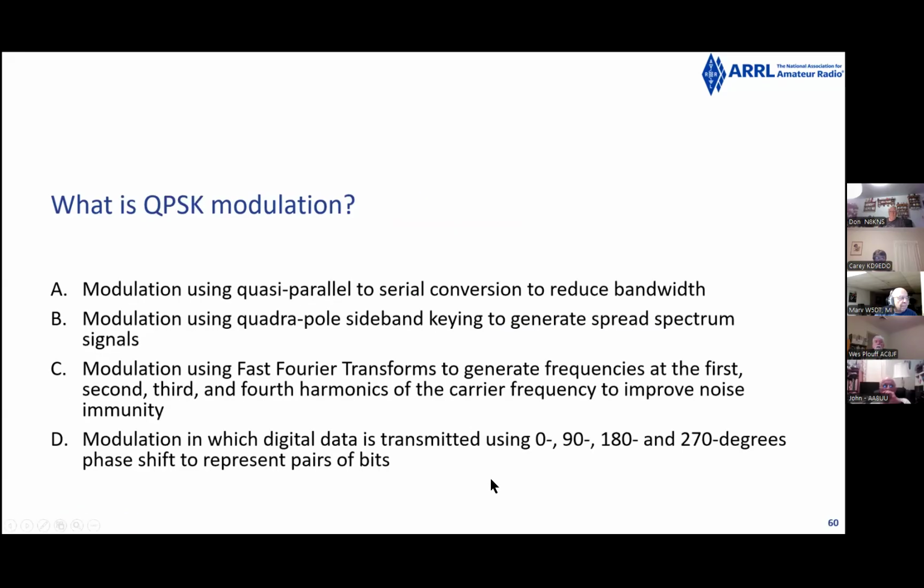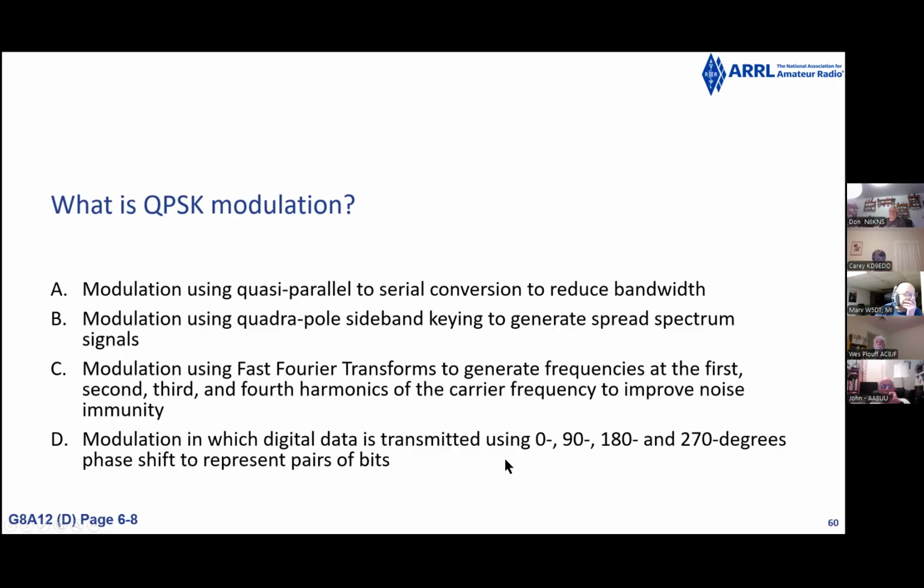What is QPSK modulation? A, modulation using quasi-parallel to serial conversion to reduce bandwidth. B, modulation using quadrupole sideband keying. C, modulation using fast Fourier transforms to generate frequencies in the first, second, third, and fourth harmonics of the carrier frequency. Or D, modulation in which digital data is transmitted using 0, 90, 180, and 270-degree phase shift to represent pairs of bits. Delta. Yeah, I apologize. The answer is delta, and that means that the explanation I gave earlier is wrong.